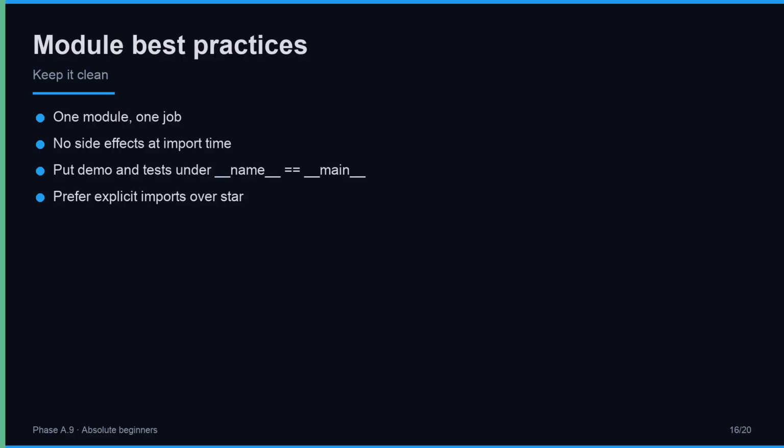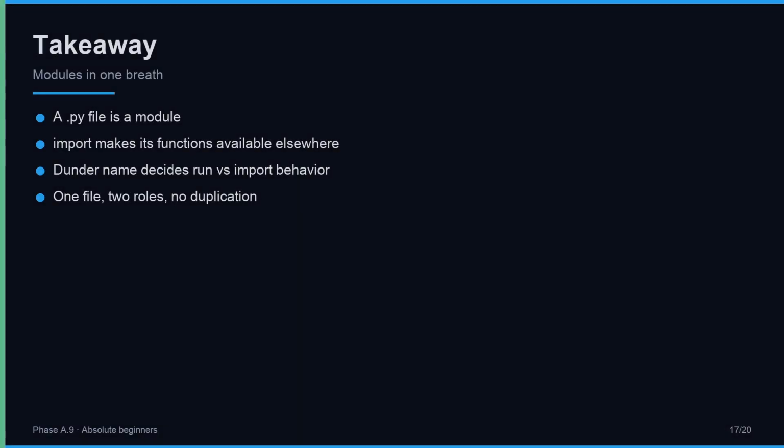Keep modules clean. A Python file is a module. Import it from another file to reuse its functions, classes, and variables. Dunder name tells the file whether it is being run directly or being imported, so the same file can serve as both a script and a clean module. You write a function once, you use it everywhere. Bugs get fixed in one place. Files stay short. That is what reusable modules buy you, and it is the foundation of every real Python project.